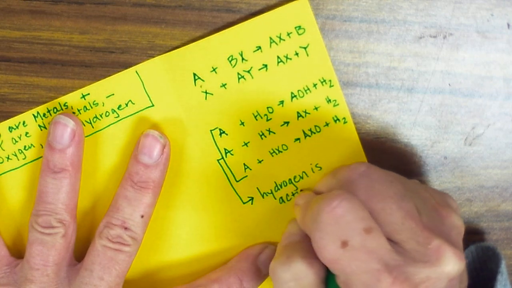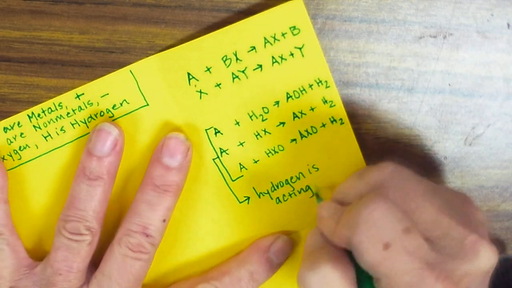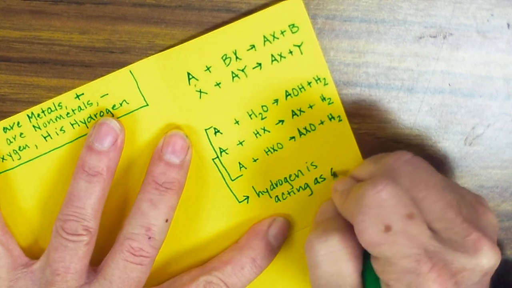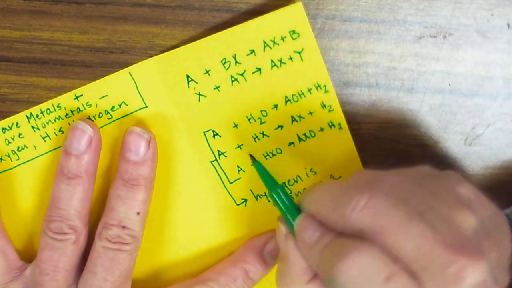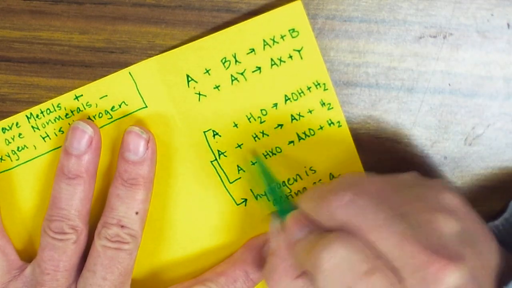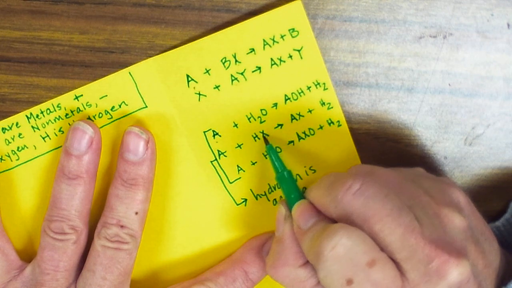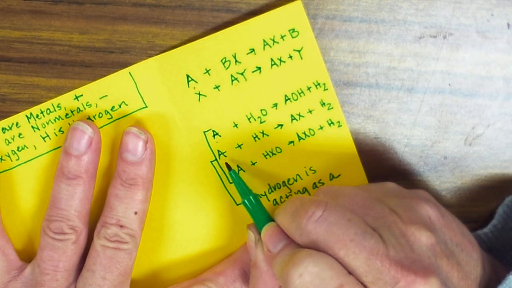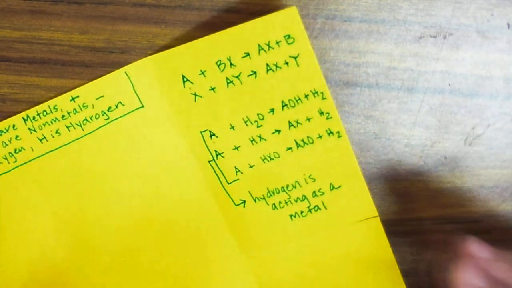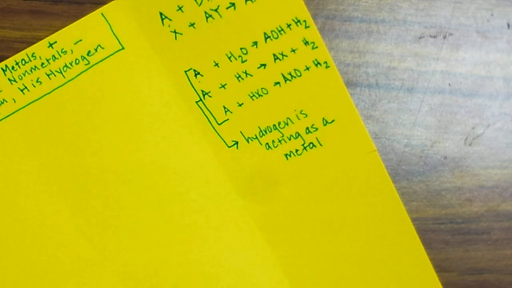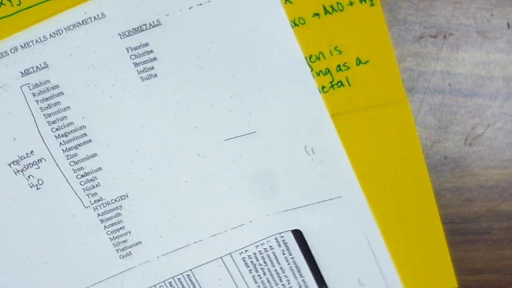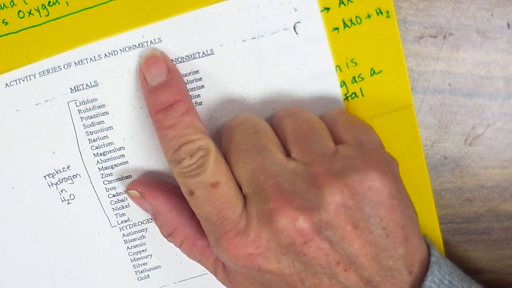And the reason that we have to write this is because when hydrogen in this case is acting as a metal, this becomes a single replacement because whatever's attached to hydrogen is switching over to the metal. Now, how do we know if these replacements are going to work? So I'm going to show you how to do this later, but for right now, you're going to take this activity series of metals and nonmetals. And you're going to cut it out.